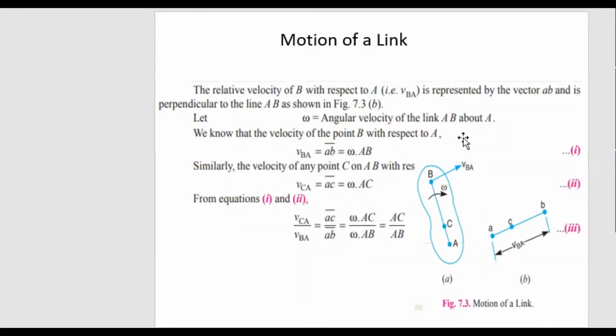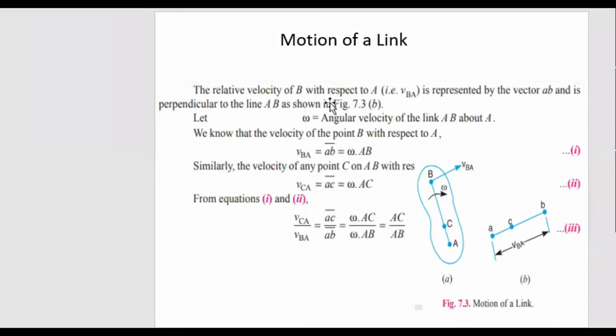So we'll see how to do that. Now, motion of a link. Say for example, this is a link. Motion of a link. Say I have a body, which has 2 points A and B.